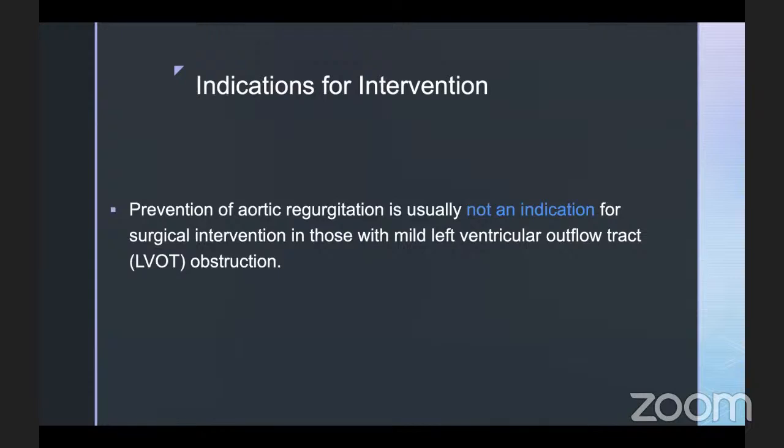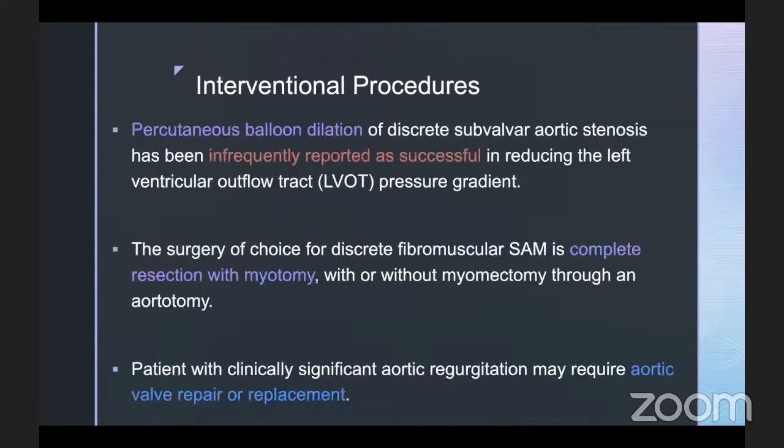Prevention of aortic regurgitation is usually not an indication for surgical intervention in those with mild left ventricular outflow tract obstruction. As an interventional procedure, percutaneous balloon dilation of discrete subvalvular aortic stenosis has been infrequently reported as successful in reducing the left ventricular outflow tract pressure gradient.